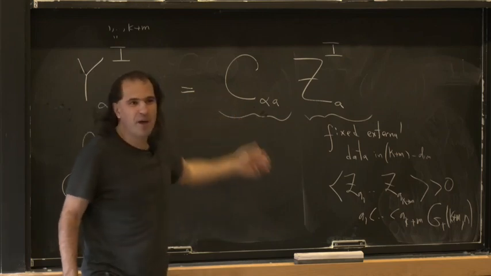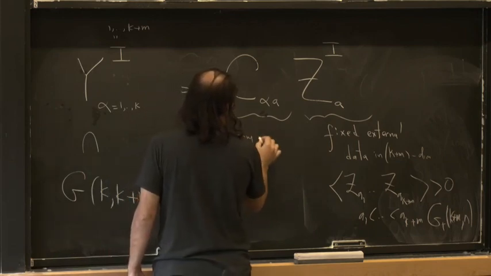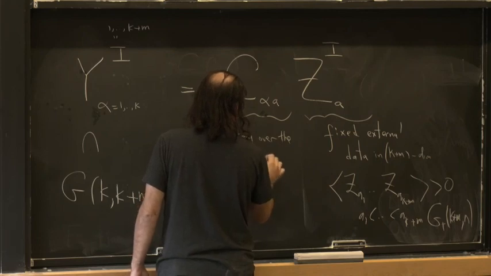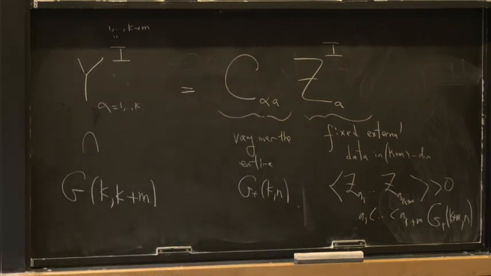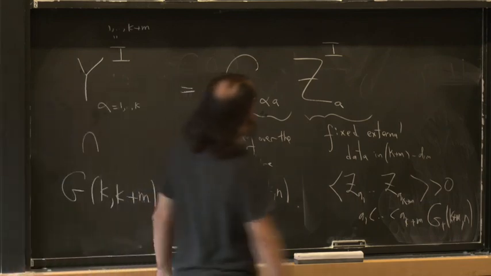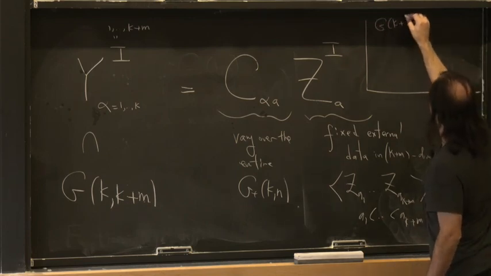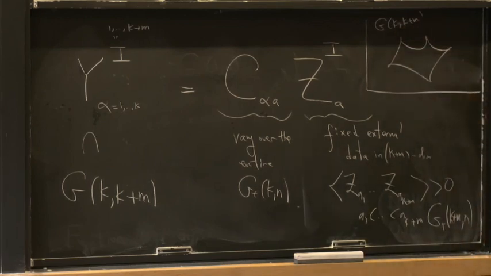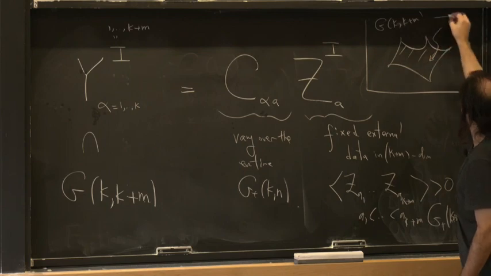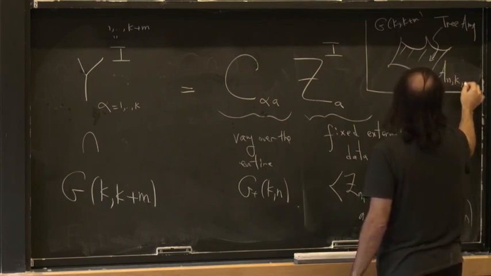And what notion of positivity am I going to generalize from here? I'm going to ask that these c's vary over the entire positive Grassmannian G plus k,n. So here is G(k, k plus m), and this is some kind of part that lives inside it. You give me fixed external data, and this is some top dimensional part that lives inside G(k, k plus m). And that's this tree amplituhedron, A labeled by n, k, and m.